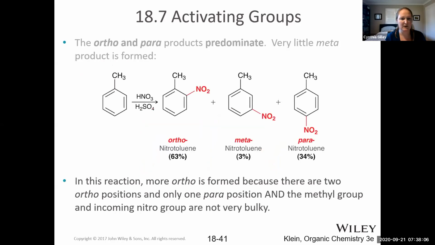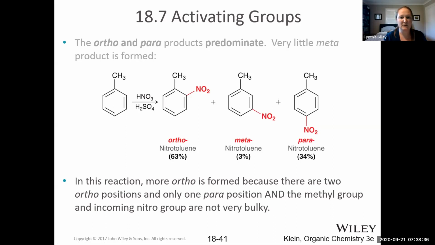They look kind of similar. The reason in this particular case is because it's basically probability. There's 2 ortho positions and there's only 1 para position, right? So depending on how the reactants react, it's just more probable to get more ortho product. So this I actually think is not a very good example that Klein is using here.